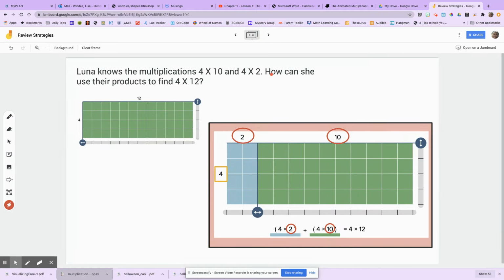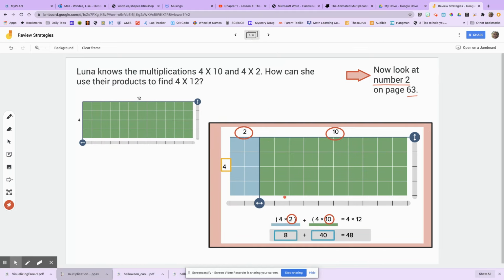So how does that work? Well, we're going to take that number 12, right? And we're going to put it into 2 and 10 to make 12. So out here I have 4 groups with 2 in each group, 4 times 2. Here I have 4 groups with 10 in each group, 4 times 10. And if we look at the products or the totals for both of those and put them together, we'll get the product for 4 times 12.